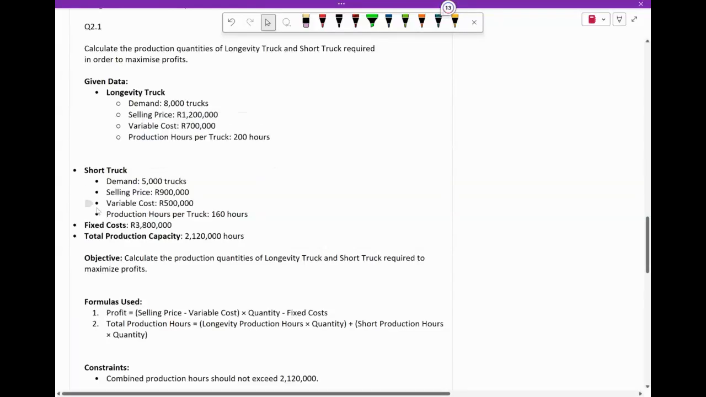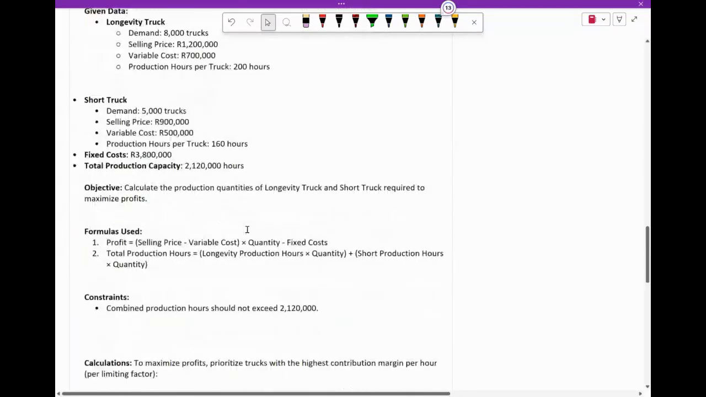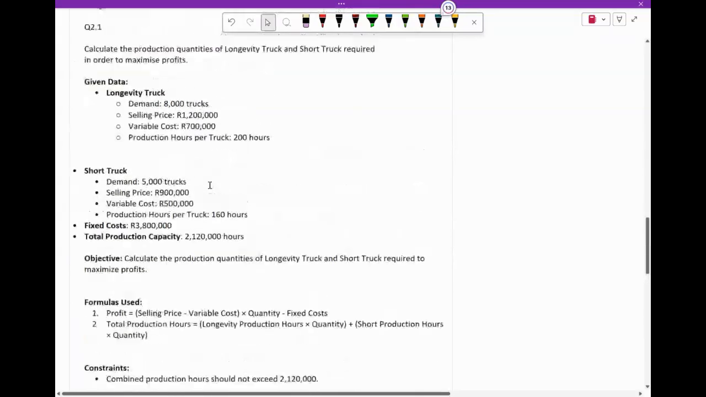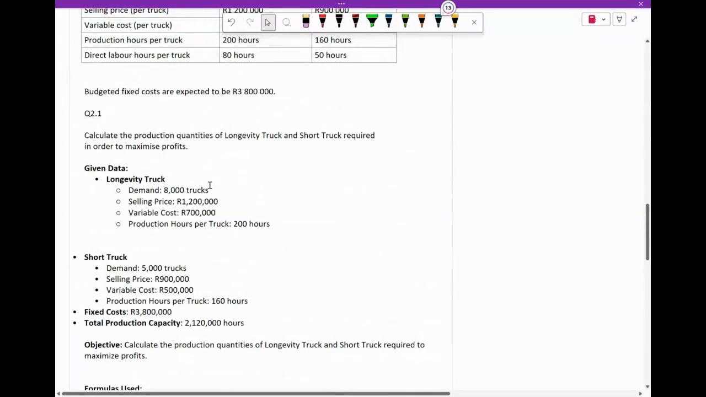Okay, so there you got the breakdown of the information that they've given us. Then the objective is to answer the required question. How do we go about that? How do we go about establishing the production quantity that's going to maximize our profits? How do we do that? Sorry?